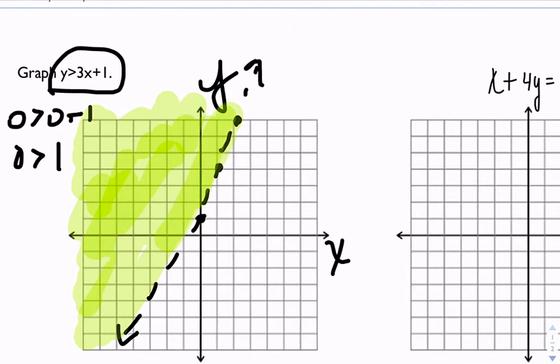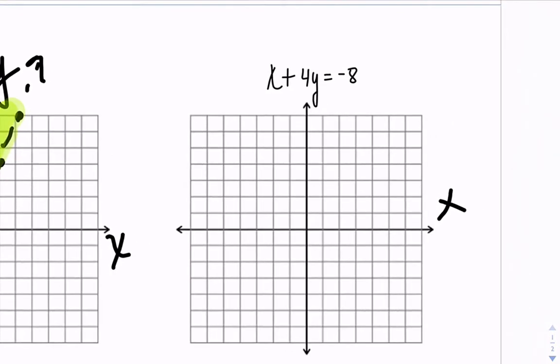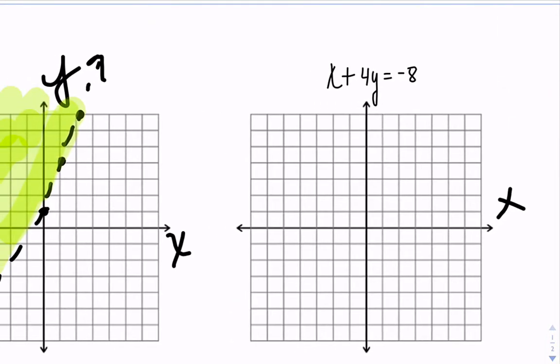On the second one, this is in standard form, and I just want to remind you that instead of using slope-intercept, we could graph using intercepts. Do you remember how to do that? We can first let x be 0 and then let y be 0. If x is 0, this becomes 4 times y equals -8, or y would have to equal -2. And if y equals 0, then x equals -8.